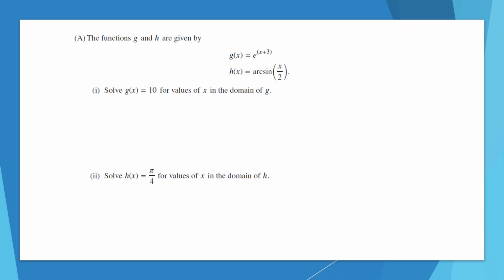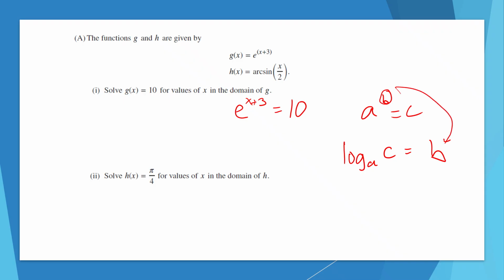So for part A, we want to solve these two equations. So remember, to solve any equation, we're going to set them equal to each other. So we have e to the power of x plus 3. And we want to see, where does this equal 10? To do this first, I have an exponential function in the form of a to the power of b equals c. I want to get x isolated on one side of the equation. So I'm going to rewrite this as log base a of c equals b, where that x in the exponent b is now moved to the right-hand side of the equation.